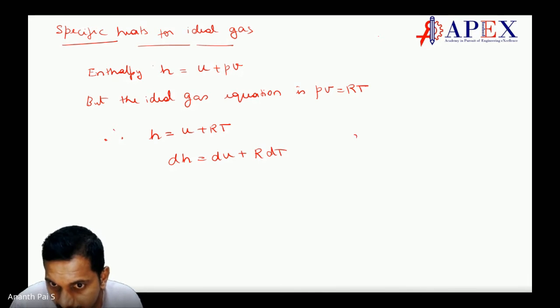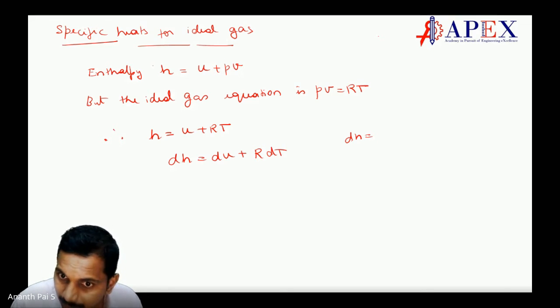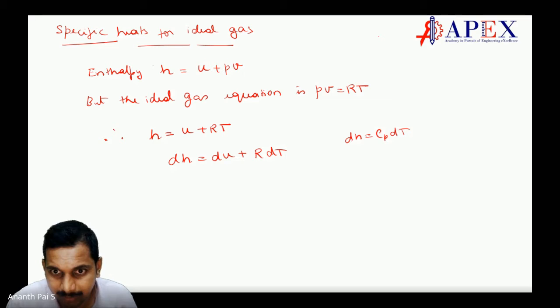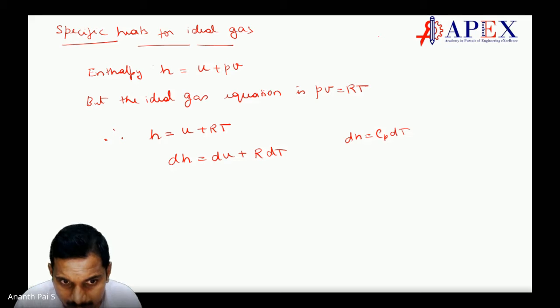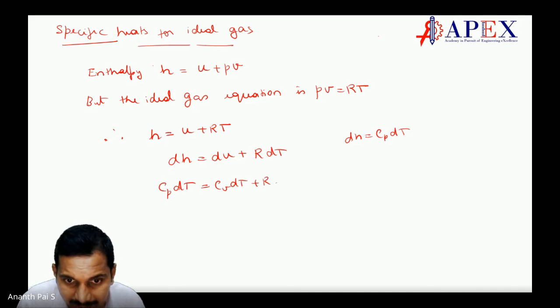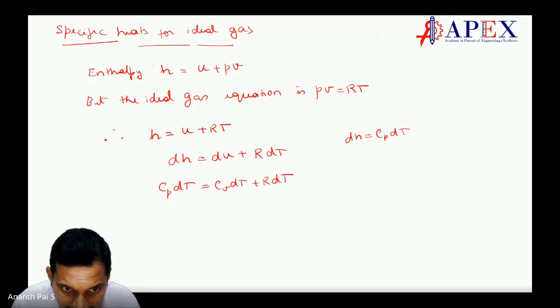Since we know dU by dt, okay, or we can say like this, dH is equal to Cp into dt. We can say that because if the pressure remains the same, then Cp is equal to dH by dt, correct? So dH can be written as Cp dt. I'll write this as dH as Cp into dt and dU as Cv into dt, plus R dt. Correct, students? So dt cancels everywhere.